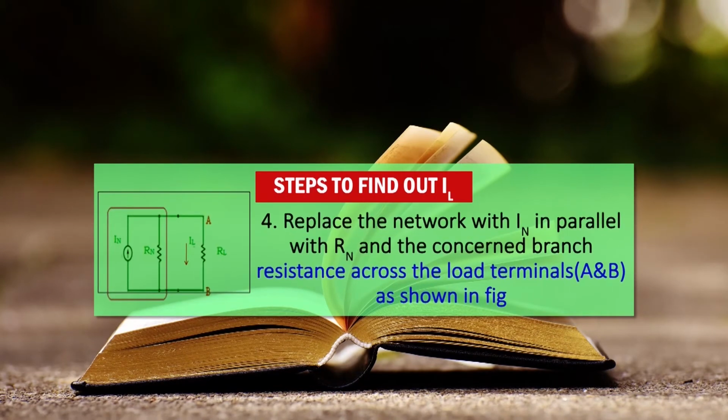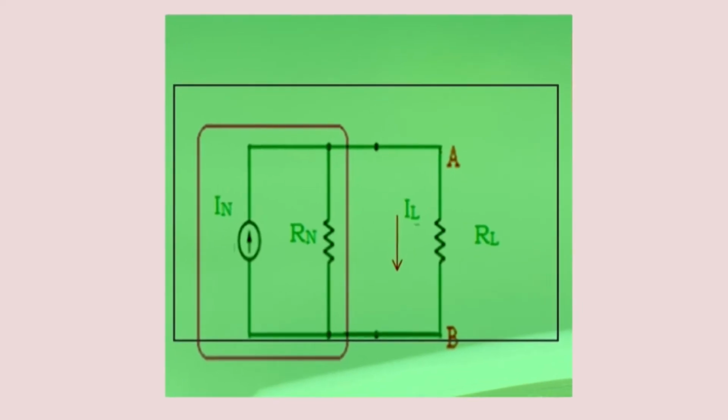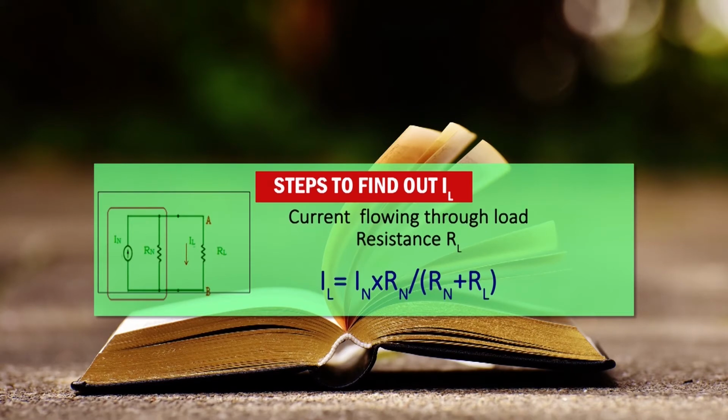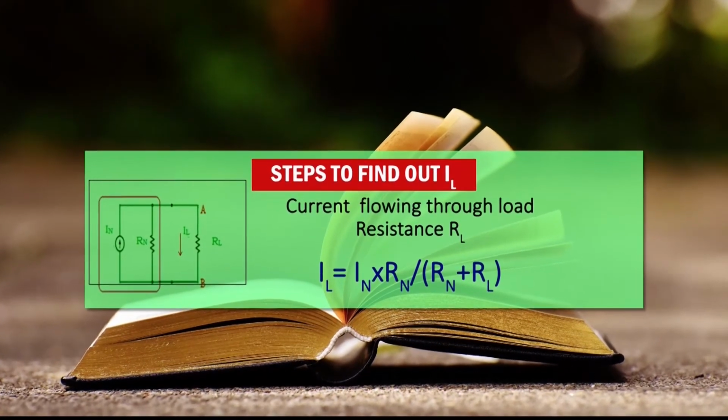Then replace the network with the Norton current IN in parallel with the Norton resistance RN and the concerned branch resistance across the load terminals A and B, as shown in the figure. Here you can see the load resistance is connected between terminals A and B, and the current flowing through it is termed the load current IL. Because you have to find the load current, it can be easily calculated by the current division rule. The total current, that is the Norton current, and the Norton resistance RN are connected across the load resistance RL. So what will be the value of the load current?